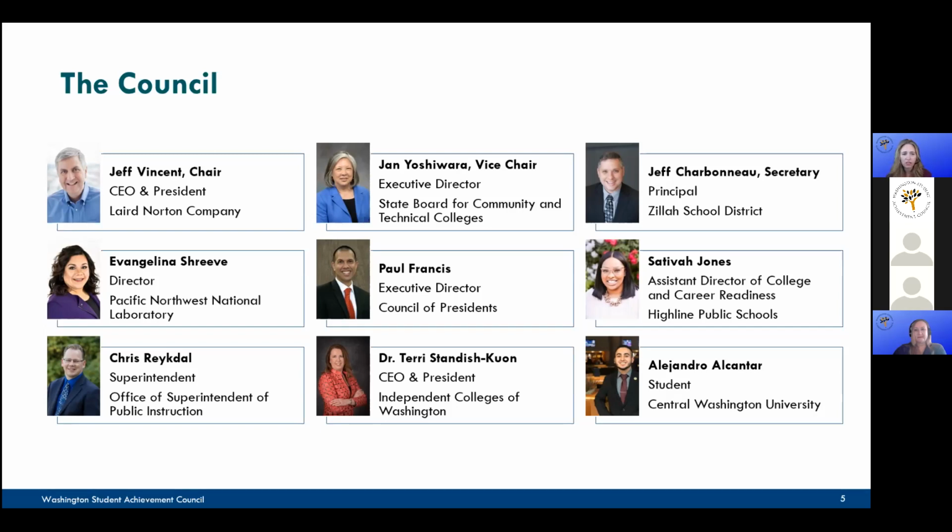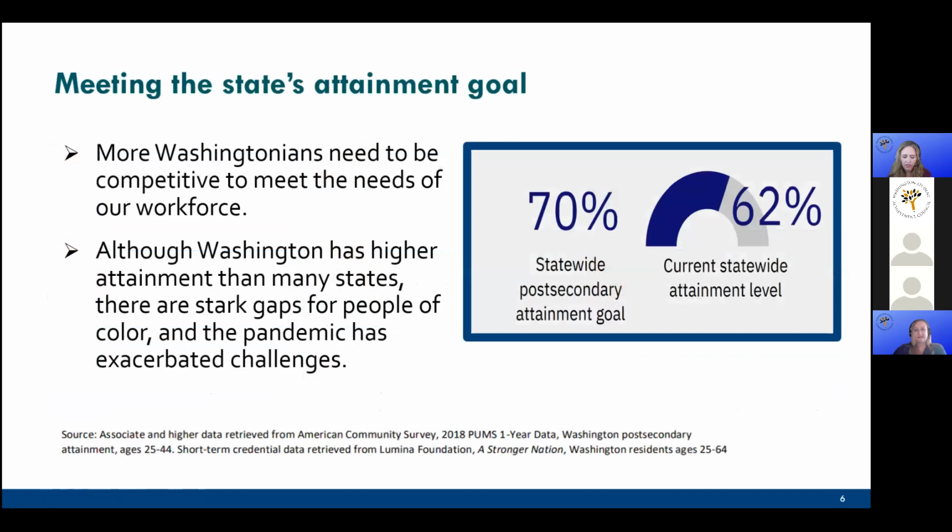All right, so let's dive in, and I wanted to start with just a very quick overview of the Student Achievement Council. We are so grateful to have a 9-member council that leads our work, that really represents different sectors as well as employment out in the state of Washington. Our work is really connected to the state's attainment goal of 70% statewide post-secondary attainment for Washingtonians.